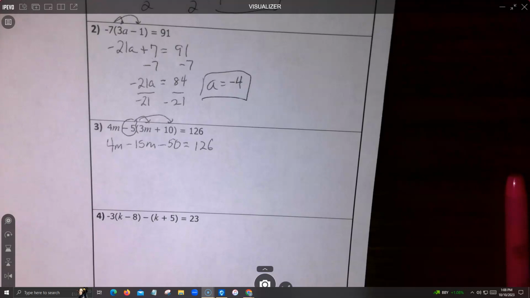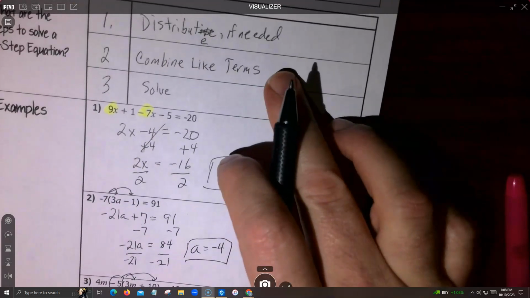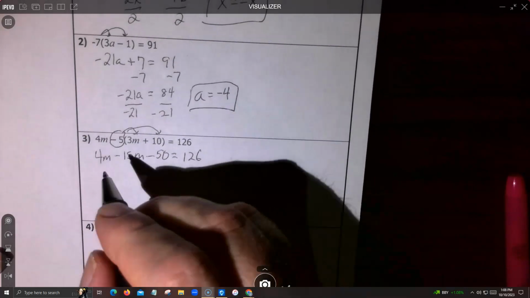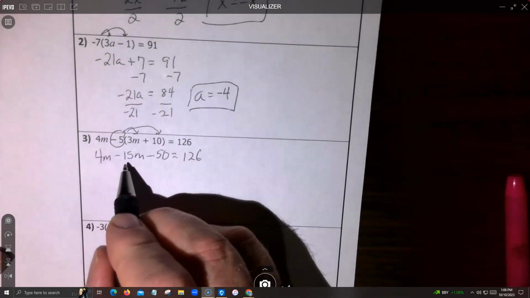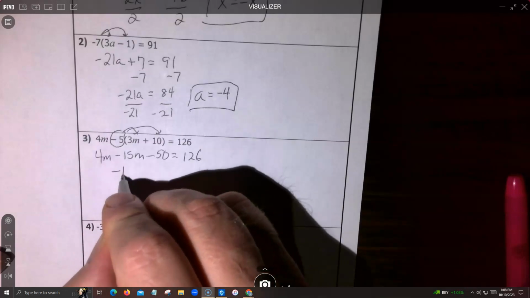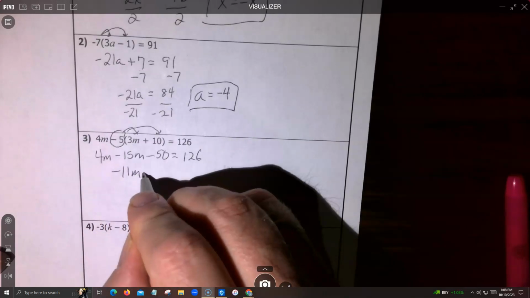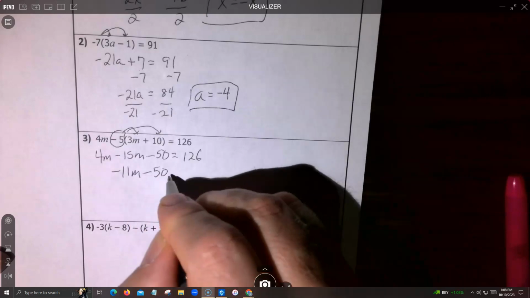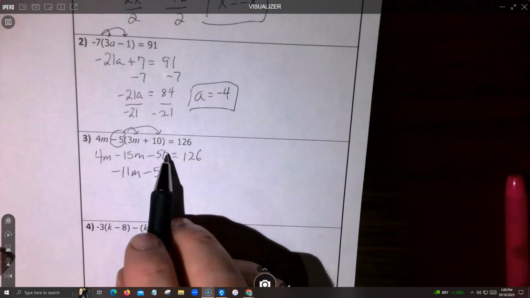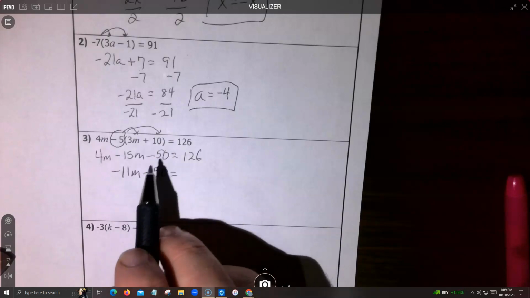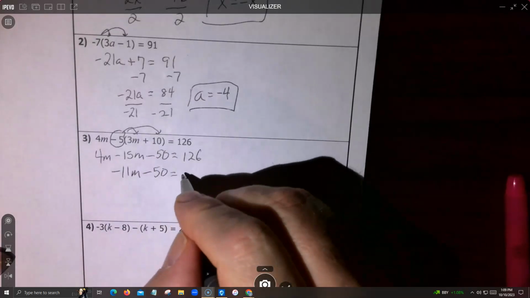The next step is to combine like terms. So we're going to put the 4m and the negative 15m together. Positive 4m and negative 15m is negative 11m. Bring down the minus 50 because there's nothing to combine with it. Remember that m's can only be combined with other m's, not with constant terms. We can't do anything with that, so we just bring it down.